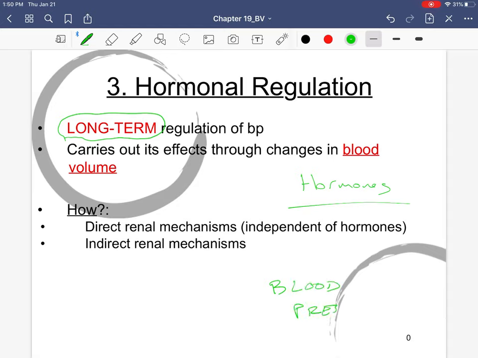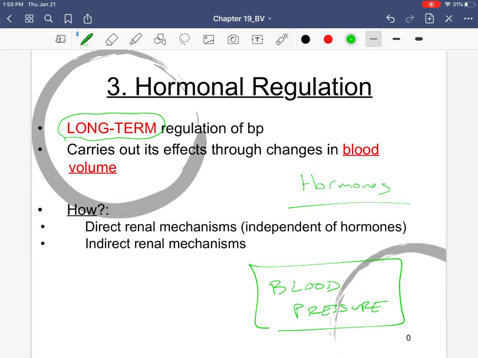So it's no different here. When we talk about long-term regulation of blood pressure, and here again, we're going to be focusing on blood pressure. In the autoregulation, we focused on flow, but for the second two, the nervous system and the endocrine system, we're focusing more on how we regulate blood pressure. Our ability to regulate blood pressure in the long term has everything to do with blood volume.